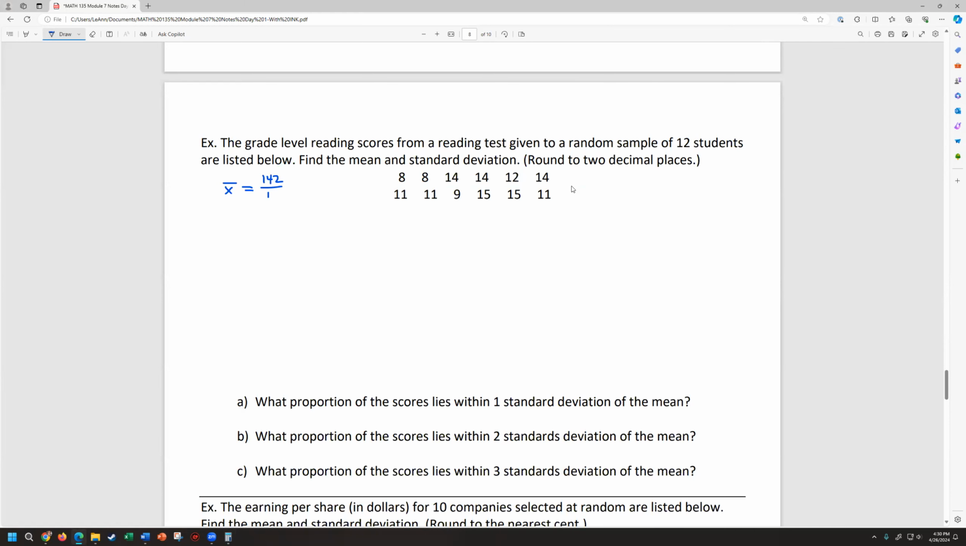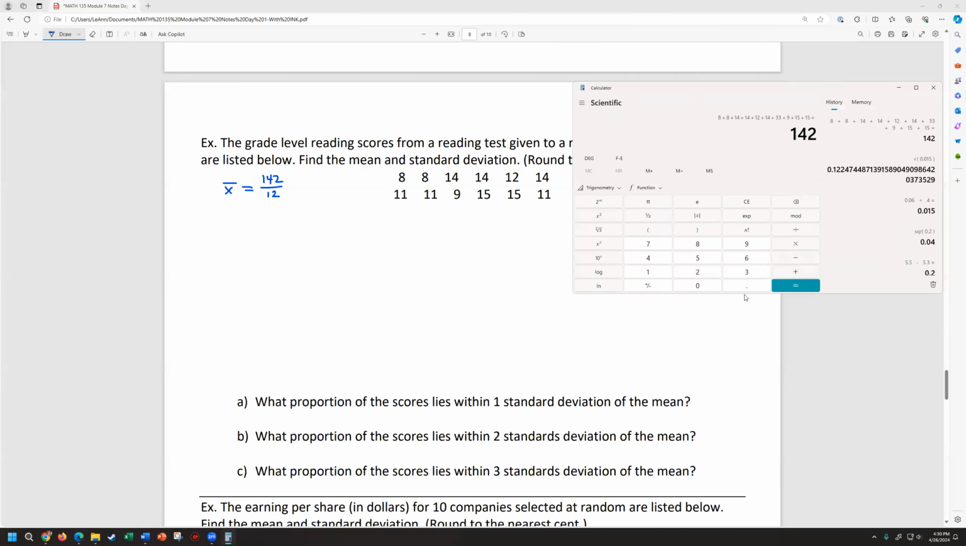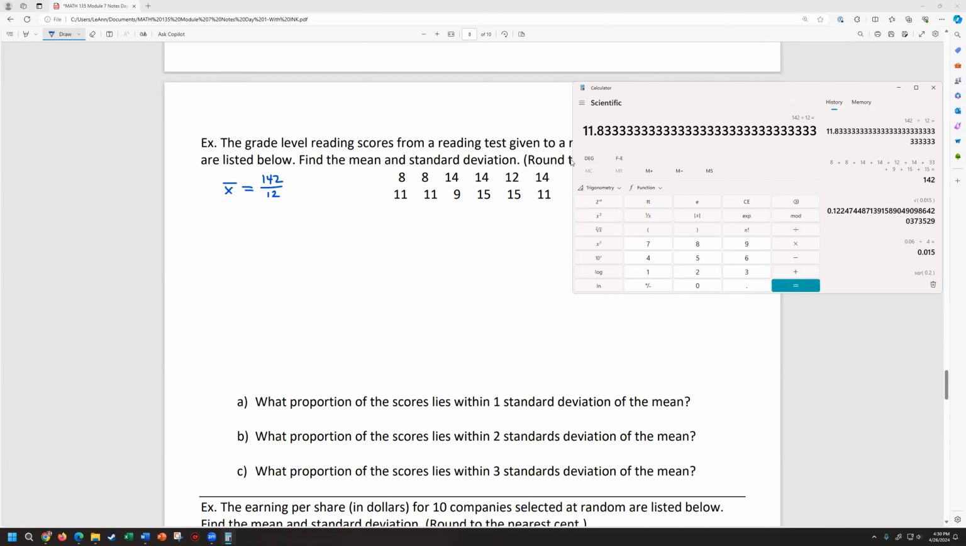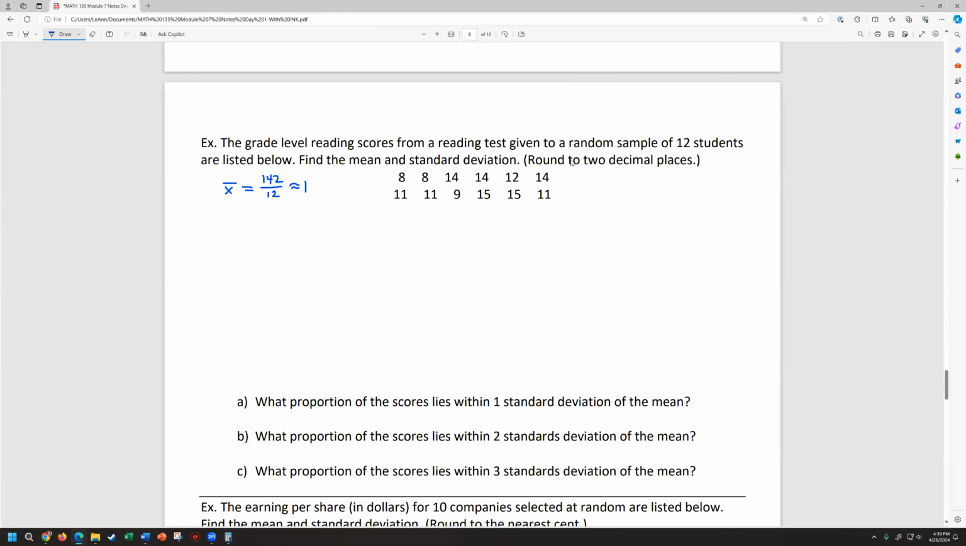We had 12 students in our sample. So if we do 142 divided by 12, we're supposed to round this to 2 decimal places according to the directions. So my mean is going to be approximately 11.83.